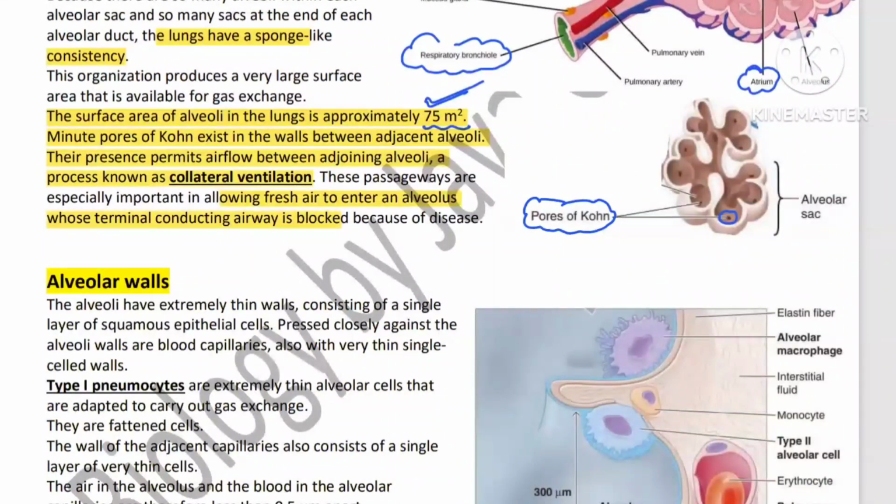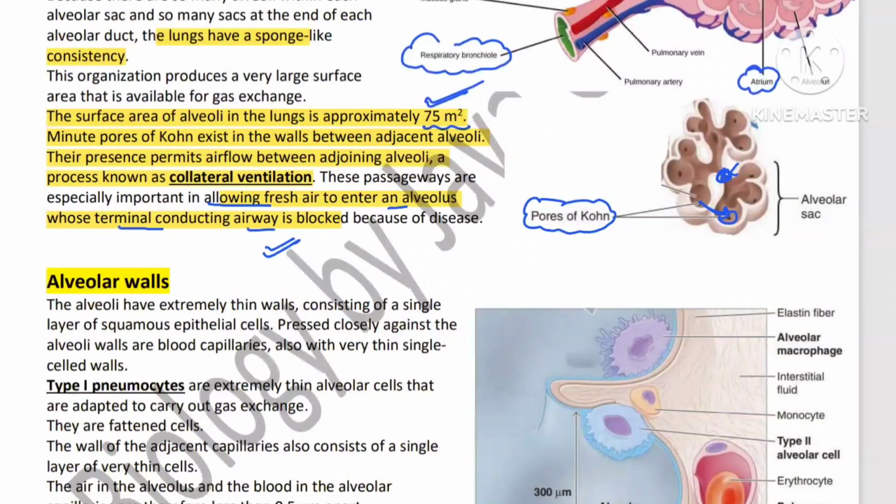Just imagine, suppose this pathway is blocked here. Okay, this path is blocked. It is not working, so it is not able to get fresh air. So this part will get the fresh air from here, that is through the pore of Kohn. Clear? So it is helping to allow fresh air to enter the alveoli whose terminal conducting airway is blocked.